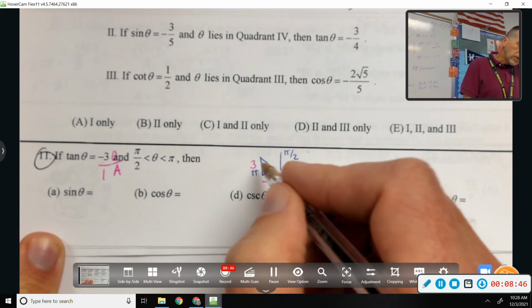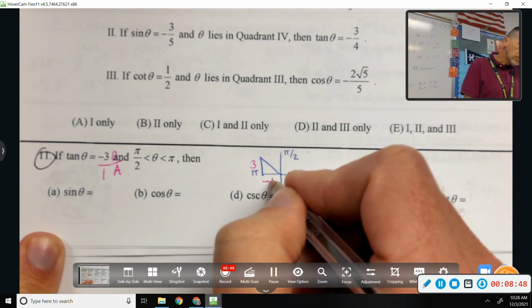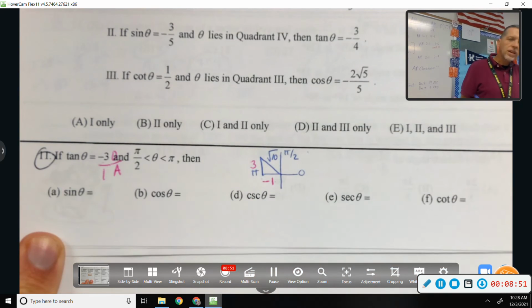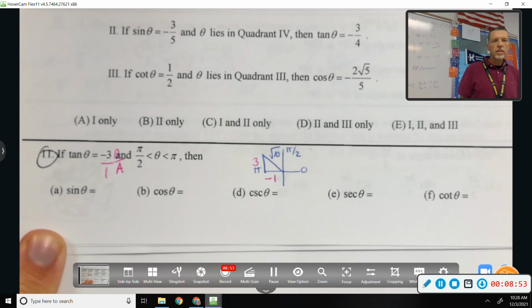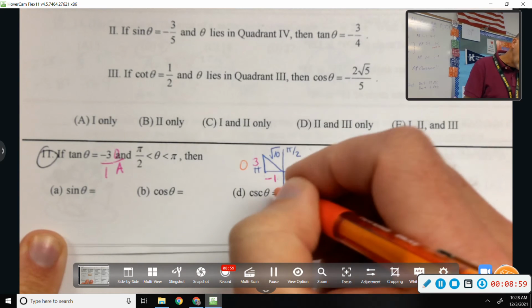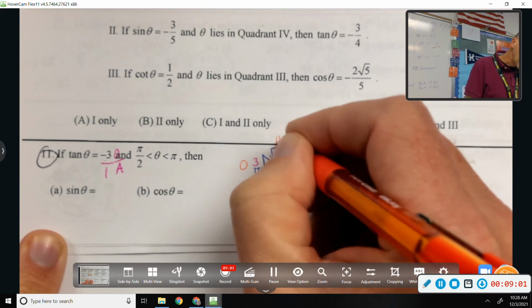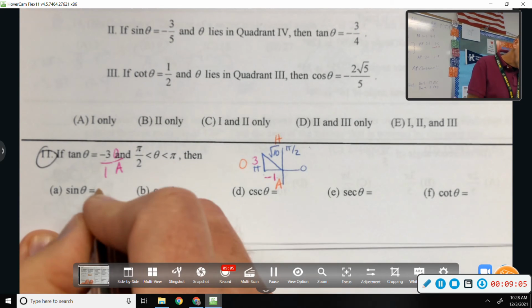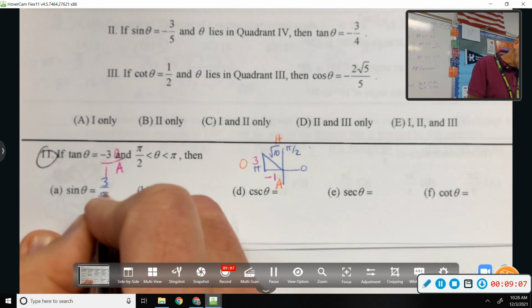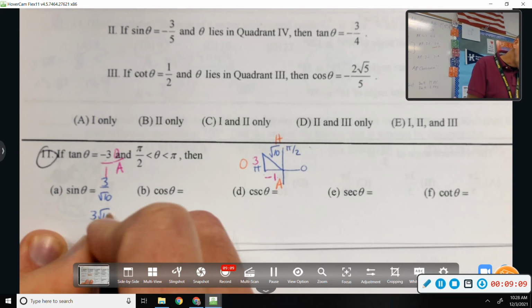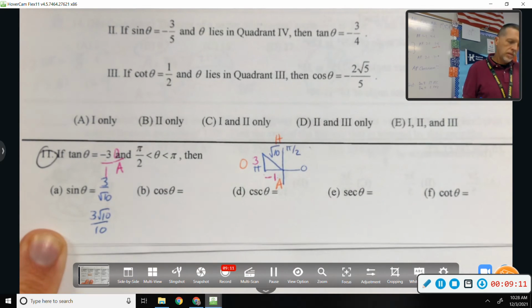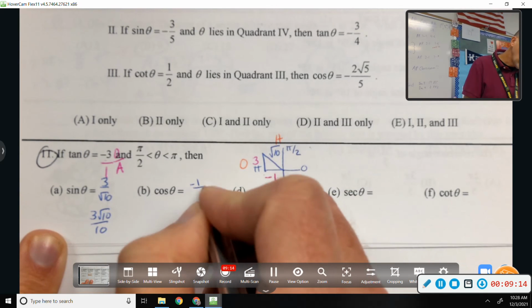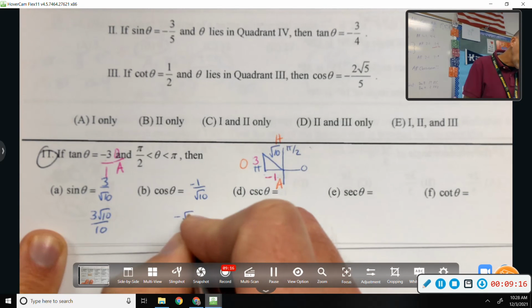A squared plus b squared equals c squared. 1 plus 9 is 10, so square root of 10. Now we're all set up. It should be easy from here. Although, again, it's probably not a bad idea to label everybody. Sine is opposite over hypotenuse, which we can fix. Cosine is adjacent over hypotenuse. Also needs fixing.